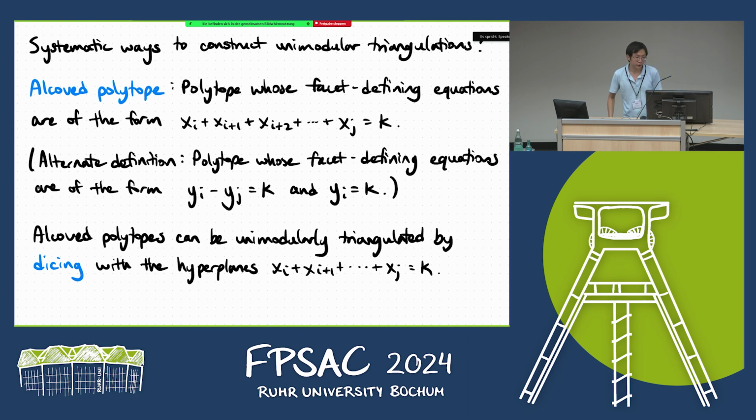Alternatively, after a change of coordinates, you can say that the facets are defined by things like y_i minus y_j equals something, or y_i equals something. That's often useful, but it's equivalent.